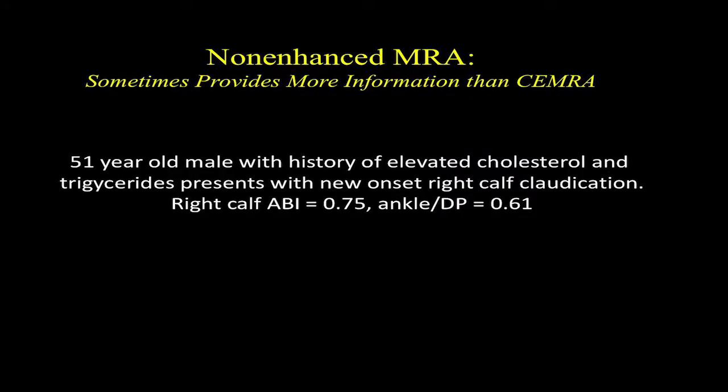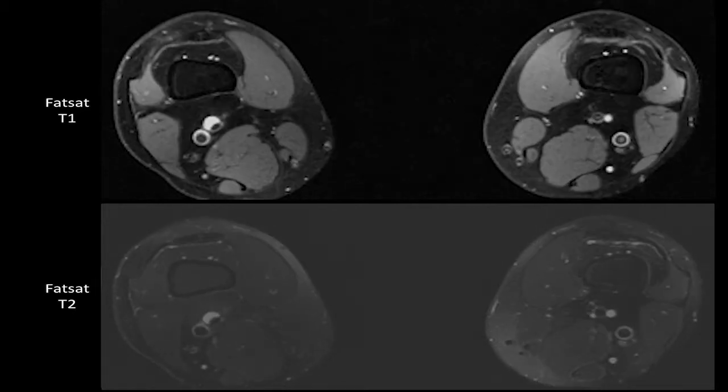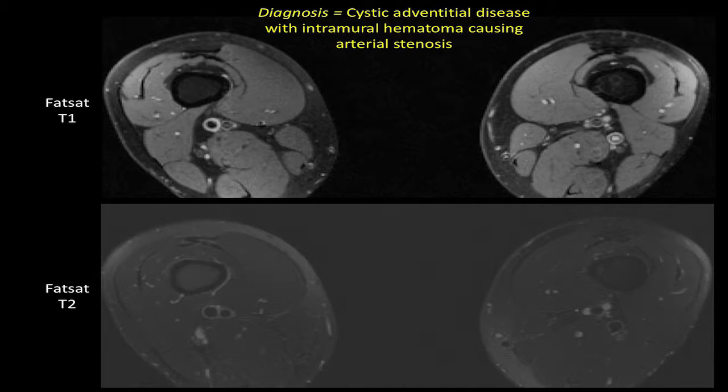Now, sometimes non-enhanced can actually outperform contrast. Here's an example of a TWIST study, very nice image quality, a little bit funny looking vessel here, mild stenosis, in a relatively young individual. We don't really expect PAD, but on the KISS exam, we see a little bit of high signal, which indicates something odd going on like hemorrhage. So we did additional imaging, and you can see this intramural hemorrhage, and this patient has cystic adventitial disease, which we didn't really suspect just from the contrast exam.